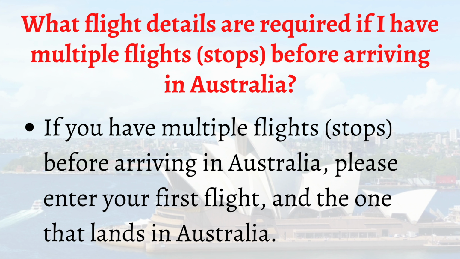So, for example, if my flight went from New Zealand, number 1, to Fiji, number 2, to the UK, number 3, and then to Australia, my first flight would be the New Zealand one, and then the one that lands in Australia would be the one from the UK. So those would be the flight details that I would include in this section of the DPD. Would be the New Zealand flight details and then the UK to Australia flight details. However, I could be wrong, but that's how I'm reading it.